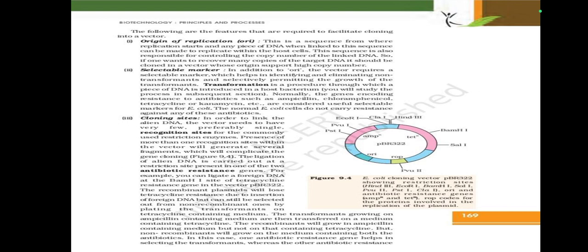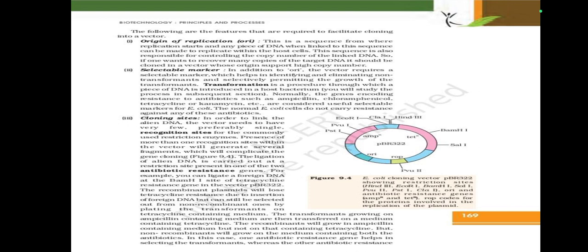Antibiotic resistance genes are considered useful selectable markers of Escherichia coli. The normal Escherichia coli cells do not carry resistance against any of these antibiotics. Cloning sites: in order to link the foreign DNA, the vector needs to have very few, preferably single, recognition sites. For the commonly used restriction enzymes, the presence of more than one recognition site within the vector will generate several fragments, which will complicate the gene cloning.